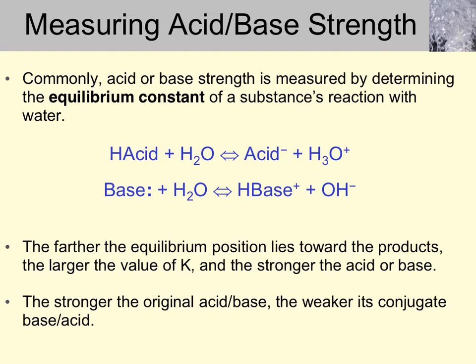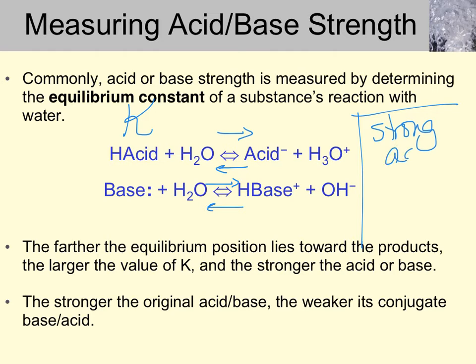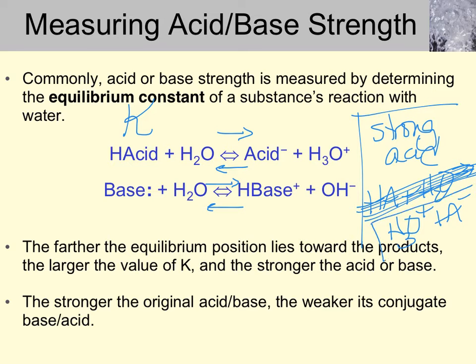So how do chemists measure the strength of an acid or a base? Typically, it's with the equilibrium constant K. So if you have a weak acid or a weak base, it exists in equilibrium with the ionized form. If you have a strong acid or base, there is no equilibrium. 100% of that acid, if it's a strong acid, will ionize into the hydronium ion and the anion. So there's no reversible reaction. The beginning stuff is gone, and all you have is the ionized form.